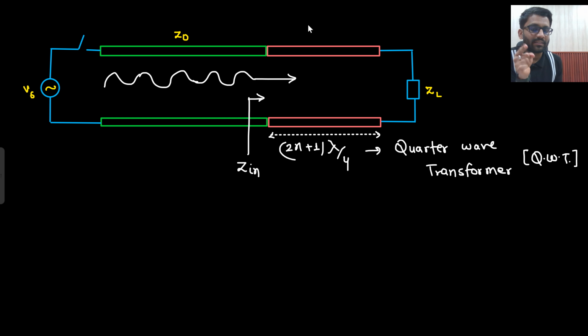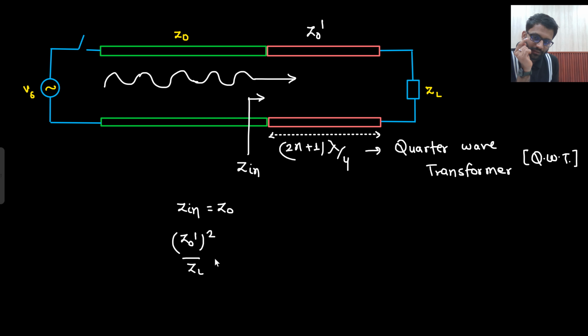So let's say this transmission line has a characteristic impedance of Z naught dash. Then what will be the impedance here? What is my target? That my Z in should be equal to Z naught. What will be the value of Z in? If the length is an odd multiple of lambda by 4, then it would be Z naught dash square by ZL. So what will be the value of Z naught dash? That would be Z naught into ZL.